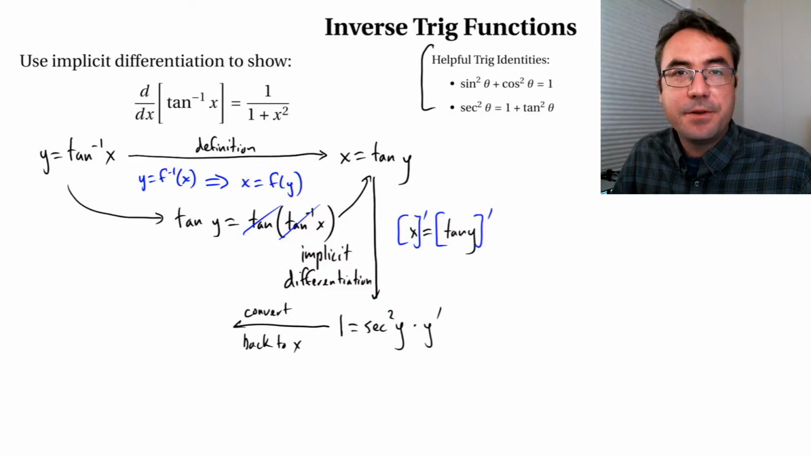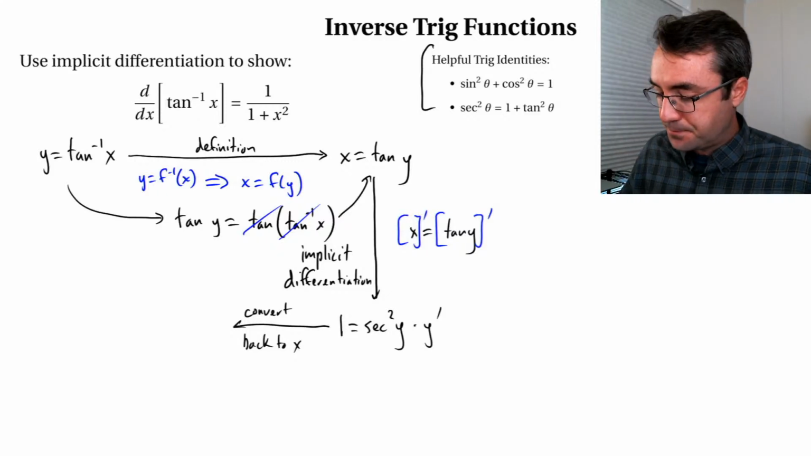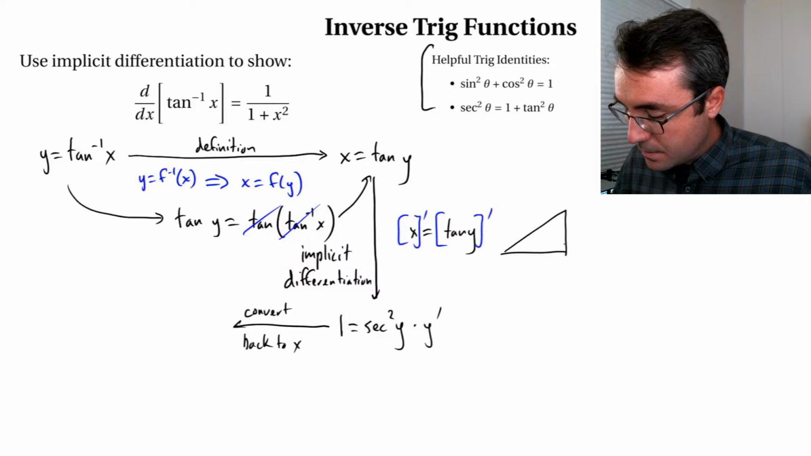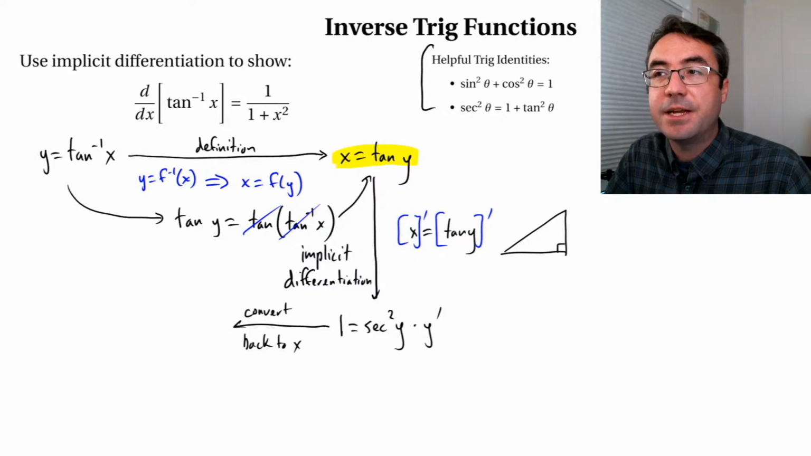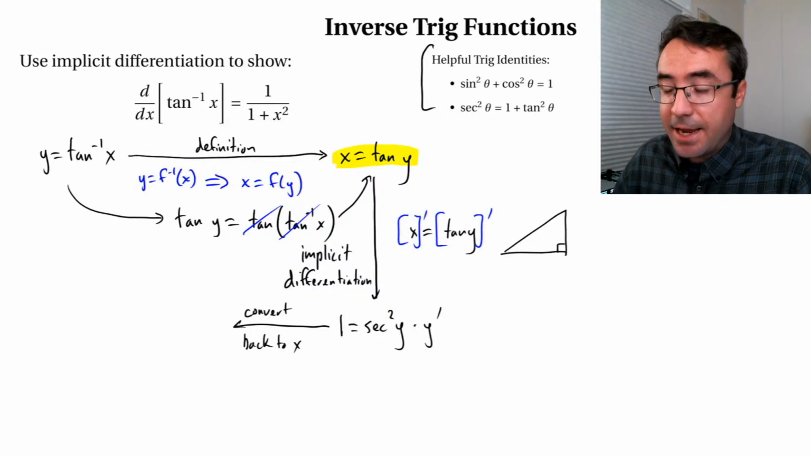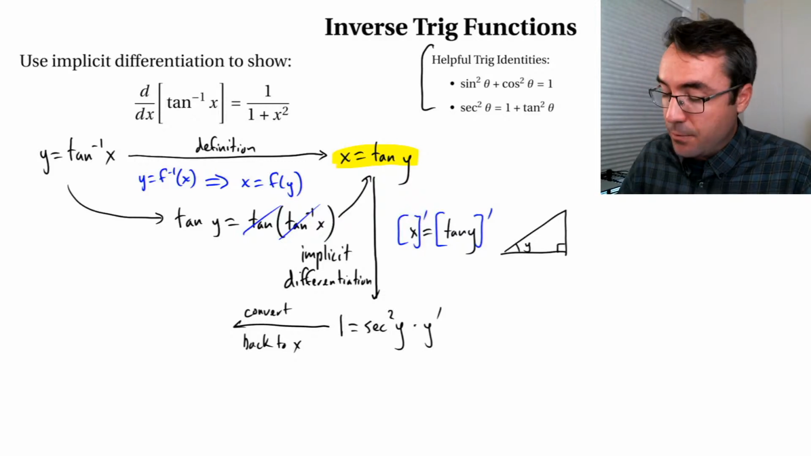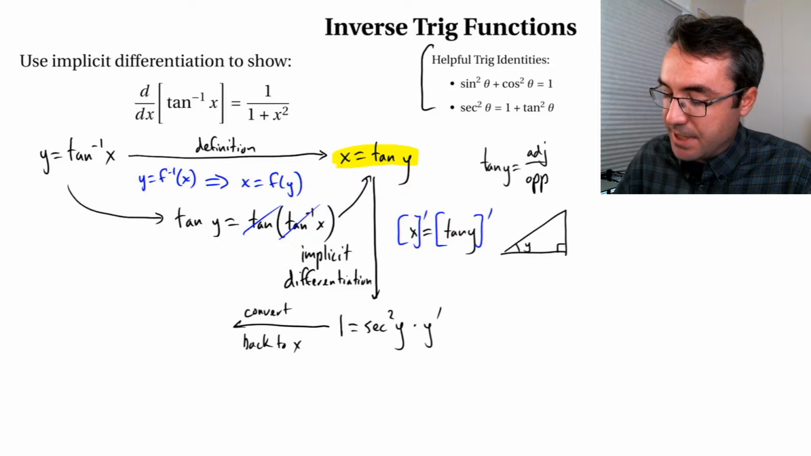All right, so let's see how we convert back to x. And we're going to do it again. We could use the trig identity there. Secant squared is equal to 1 plus tangent squared. But let's use a right triangle. So in our equation here, we have tangent of y. So that means y is an angle. So let's put y as one of the angles here. And then we know tangent is the adjacent side over the opposite side.